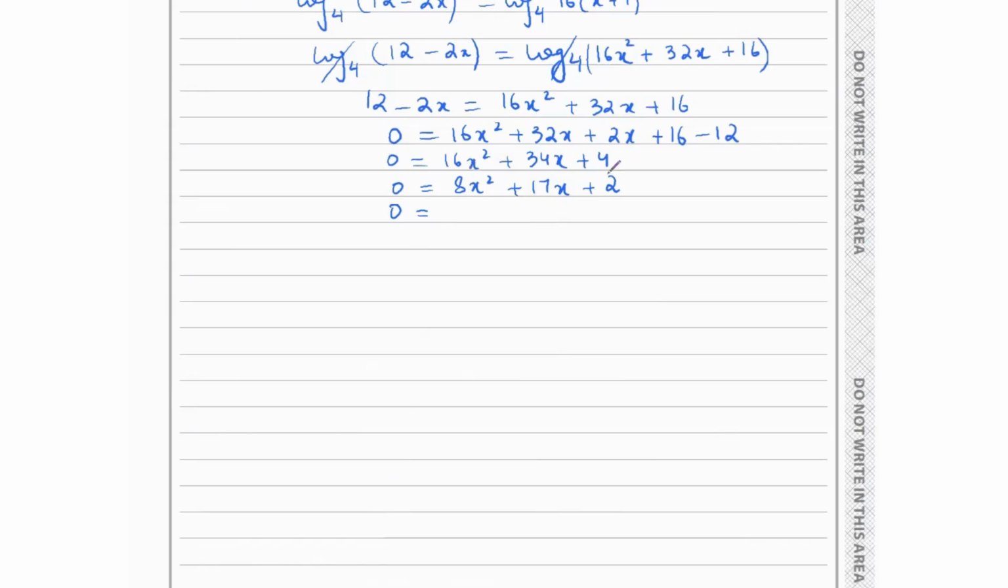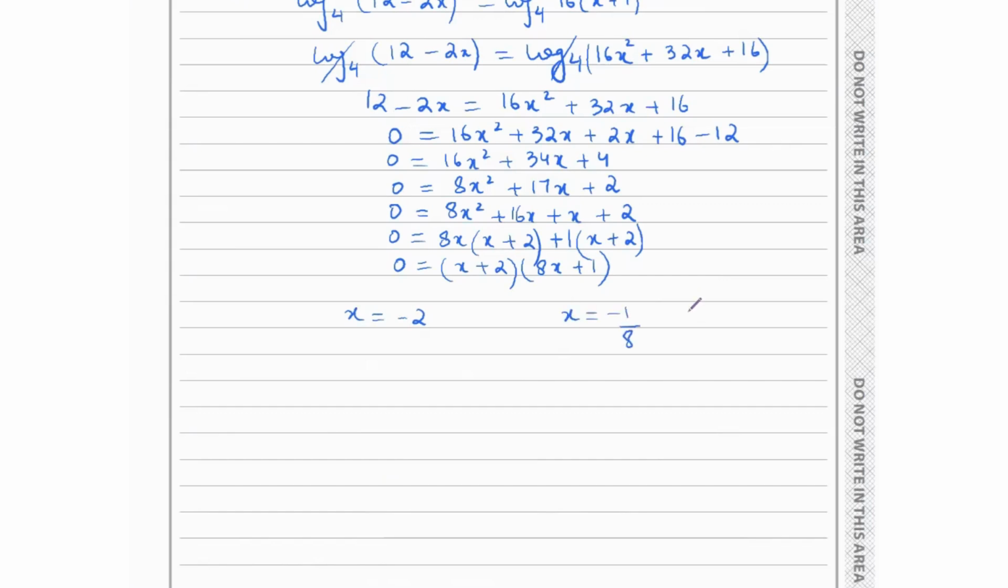So 8 times 2 is 16, and factors of 16 that we can use to replace 17 are 16 and 1. So 8x squared plus 16x plus x plus 2. Factor by grouping, so the first two terms make one group and the last two terms make another group. In the first group, we have 8x common, so (x plus 2) goes in the bracket. In the last two terms, we have 1 common, so plus 1 bracket (x plus 2). So we have (x plus 2)(8x plus 1). One value of x is -2 and the other is -1 over 8.